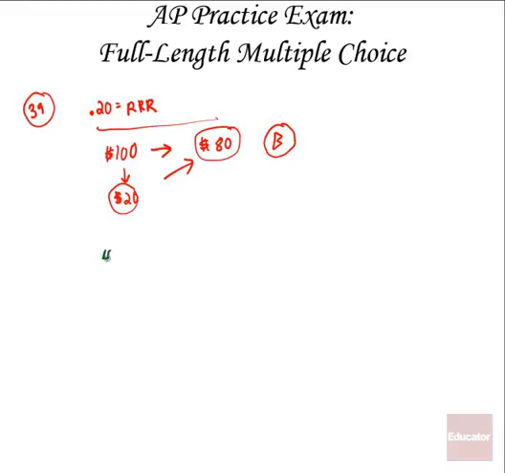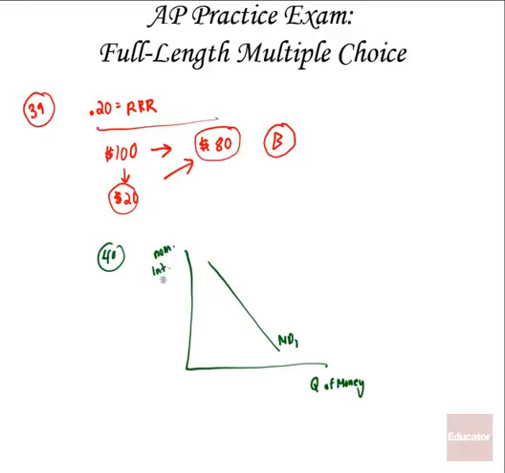Okay, number 40. What's most likely to increase if the public decides to increase its holdings of currency? All right, let's take a look. Here's the money market demand here. So here's the MD1, and here's the quantity of money. And here is the nominal interest rate. And this is going to be here the money supply. So the money supply doesn't change here.